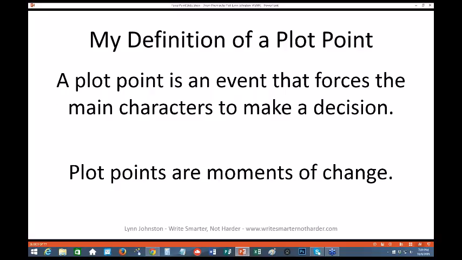So my definition of a plot point is that it's an event that forces the main character to make a decision. Every major plot point in your story is going to be a moment of character change. And that's really crucial, because if you start looking at your plot as a series of character changes, it becomes a lot easier to design events that have a lot of emotional impact on your reader.